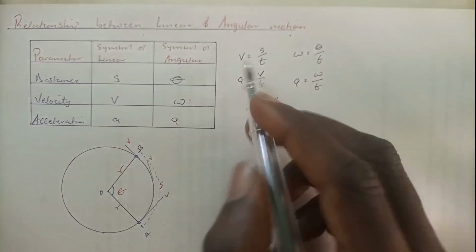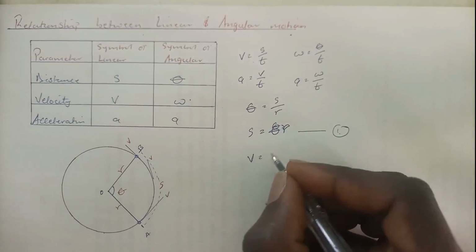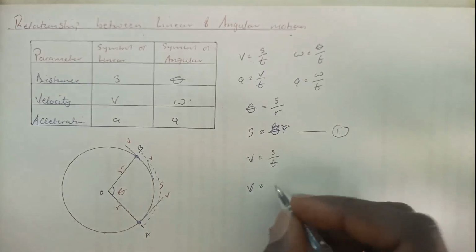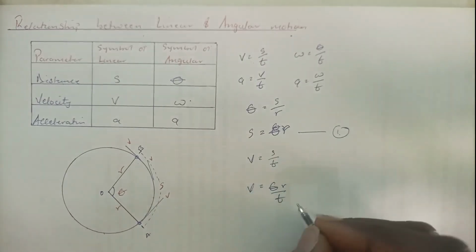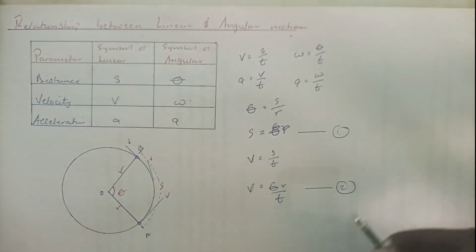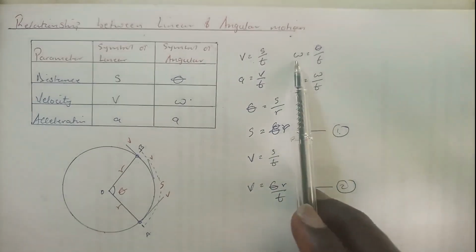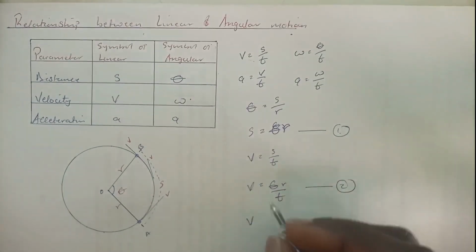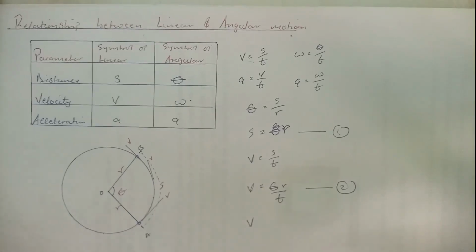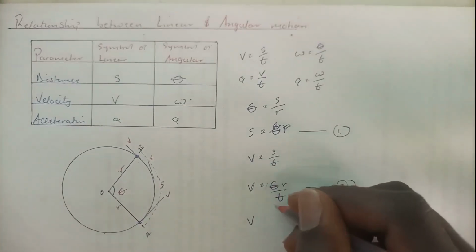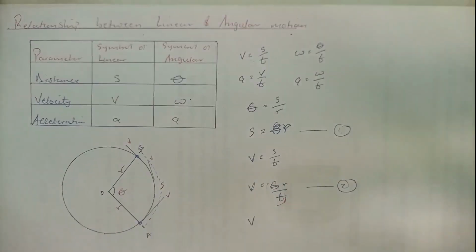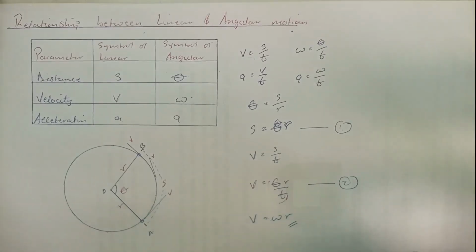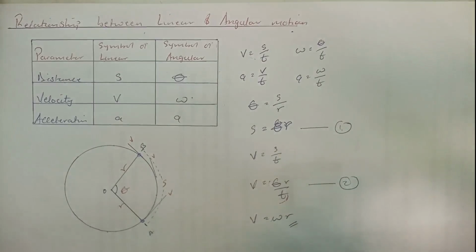Substituting this into our formula for velocity, we know v is equal to s over t. Therefore our v is equal to, where our s is what? The psi r, all over t. Let's call this equation 2. If we call our angular velocity w, psi over time, we write v, where psi divided by t is w, so it becomes w r. So this is simply the relationship between linear velocity and angular velocity.